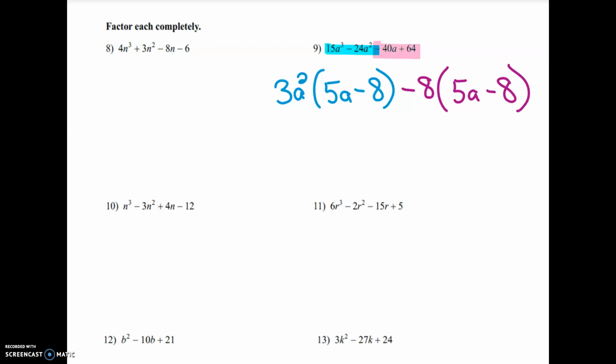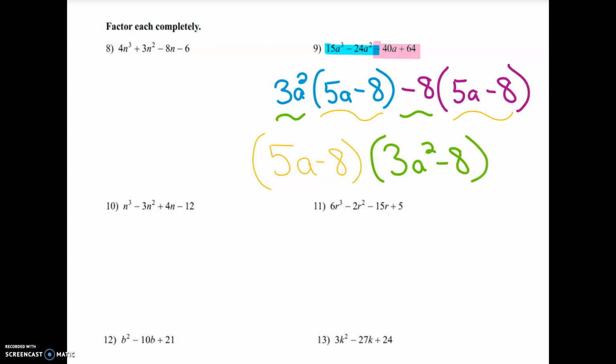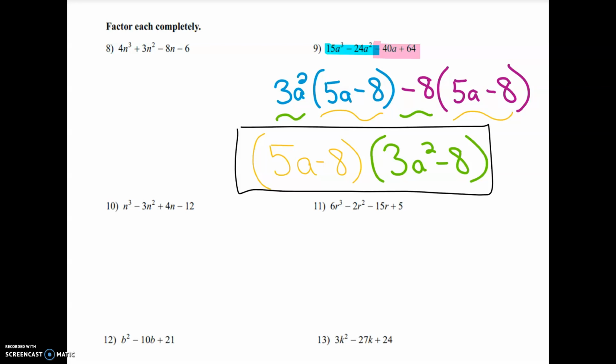Notice here I have common factors of 5a minus 8. So let's write that here, 5a minus 8. And then I'm going to write in my second set of parentheses the 3a squared minus 8. So right here is your final product, your final completed answer for number 9.